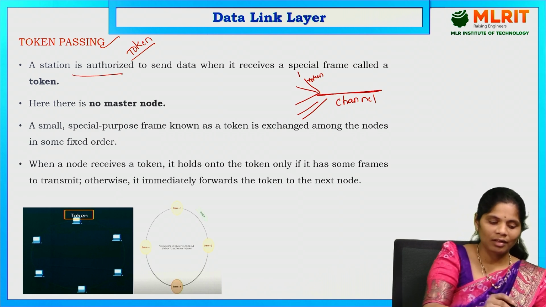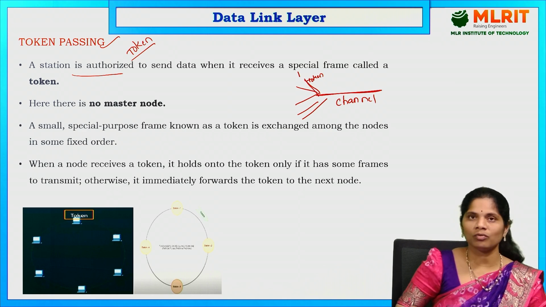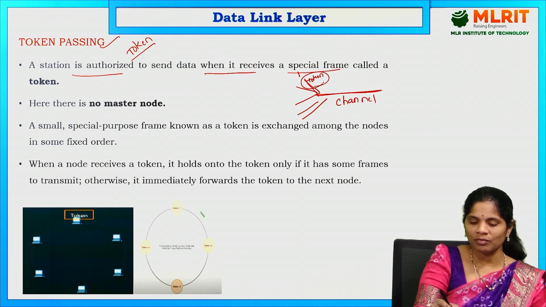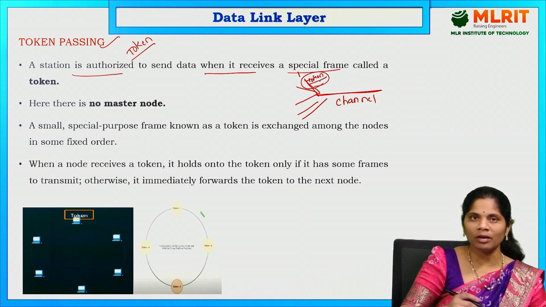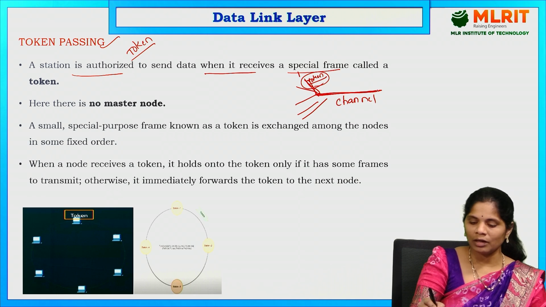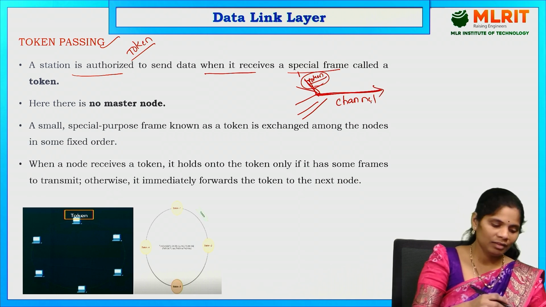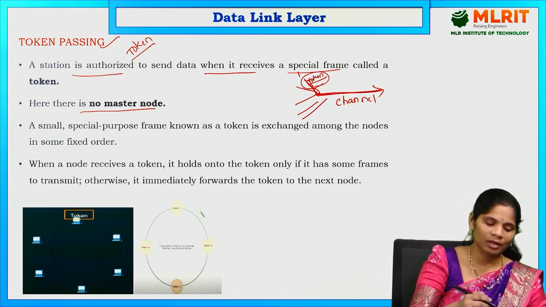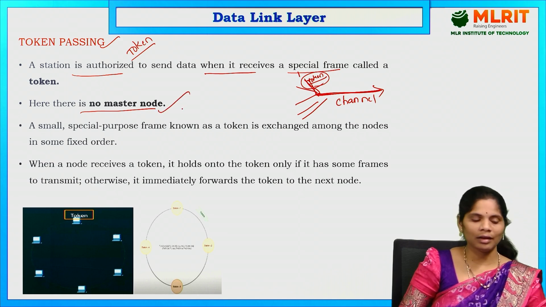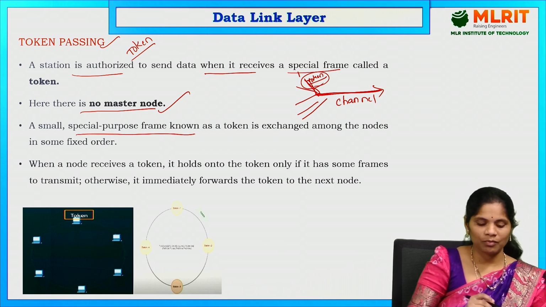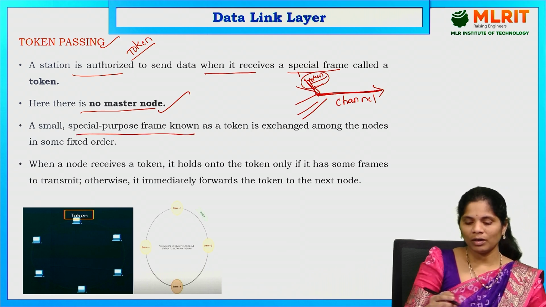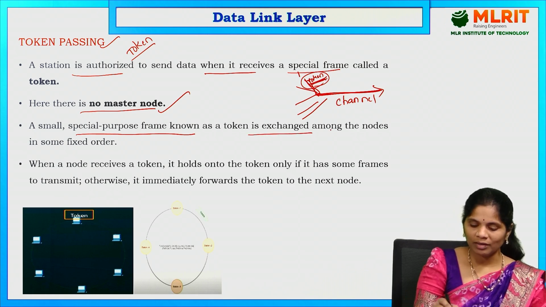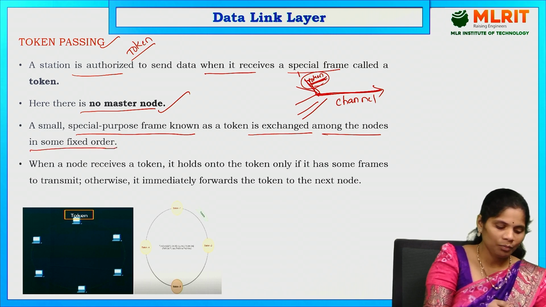Suppose this station is authorized to send the data. When it receives the special frame, the token, then only it is allowed to send the data using this channel. There is no master node. In the previous condition, polling, there is a master node, but here there is no master node for sending the data. A small special purpose frame is known as a token. The token is exchanged among the nodes in some fixed order.